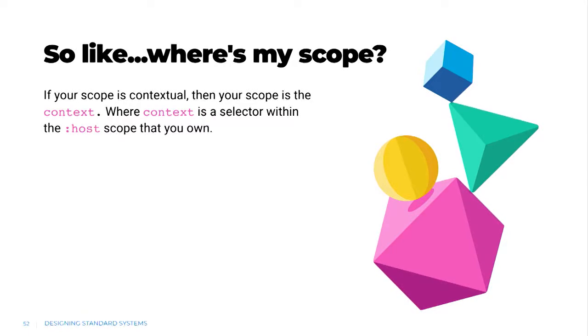This might be a little bit dense, so bear with me. Our last scope, I'm going to refer to as context. You might find yourself in a situation where you have a component and you're using someone else's component and you don't like the way that that component looks. This is where you're going to use context, so that the component is really going to be contextual to the environment that it's going to be living in. So context is really just the selector inside of the host scope that you have ownership over.